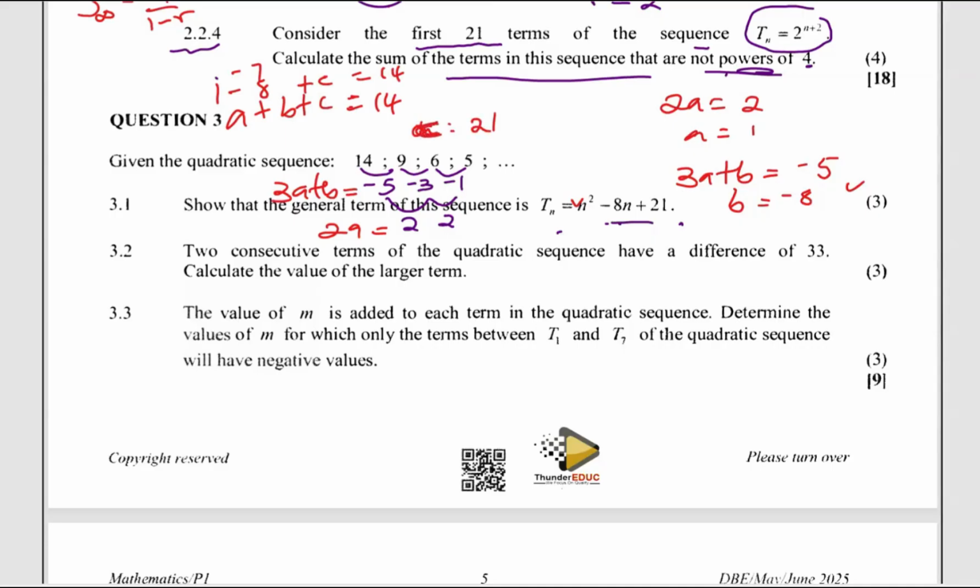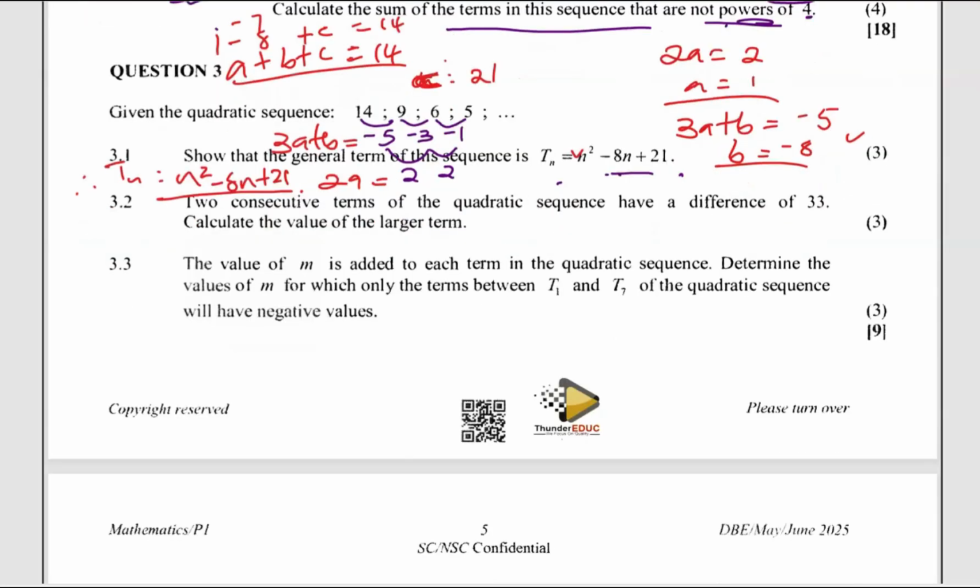So it's all about showing how you obtain the a, the b, as well as the c. Then you draw the conclusion that therefore our Tn is n squared minus 8n plus 21. Then 3.2, they're telling us that two consecutive terms within the quadratic have a difference of 33. Calculate the value of the larger term.